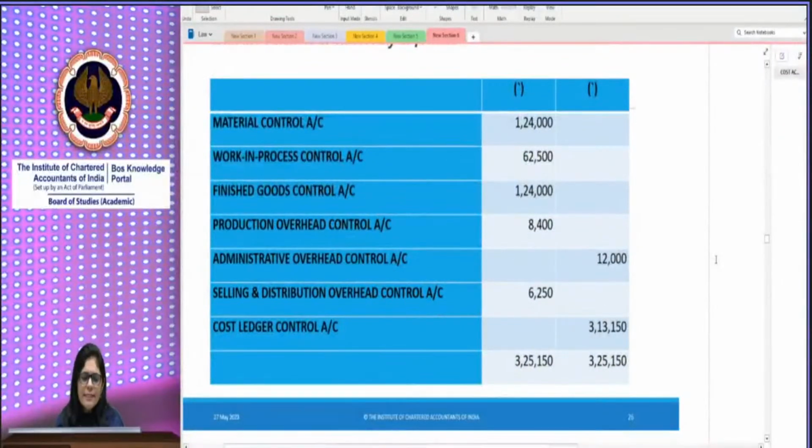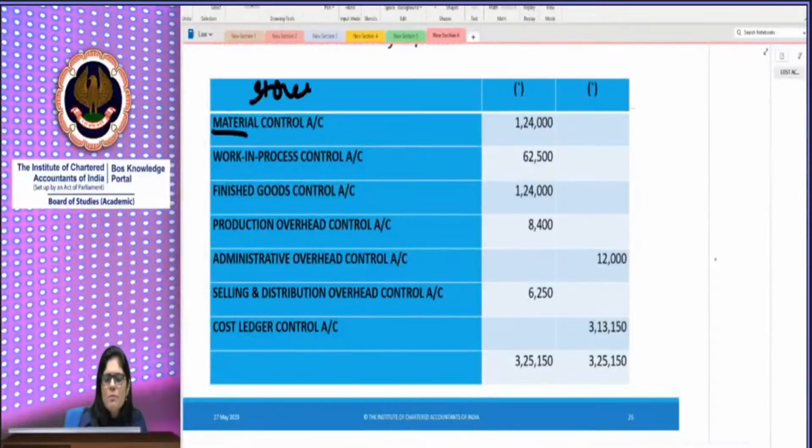Make all the 10 accounts. So material control, make cost ledger control account. Make material control. Material control means stores ledger. So make stores ledger control account. Make WIP, make finished goods. So all the 10 accounts you have to make. Production, administrative, selling, all the 3 overheads are there. So 3 overheads account. WIP, finished goods and cost of sales, 6 accounts.